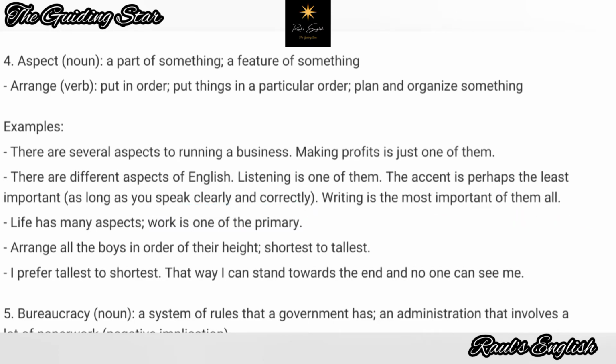Right, life has many aspects. Work is one of the primary. So now you can see I've joined 2 sentences with a colon right there. Is it correct? Yeah, it's correct.